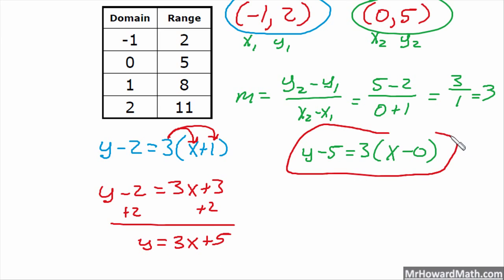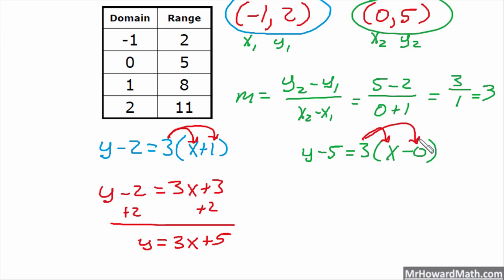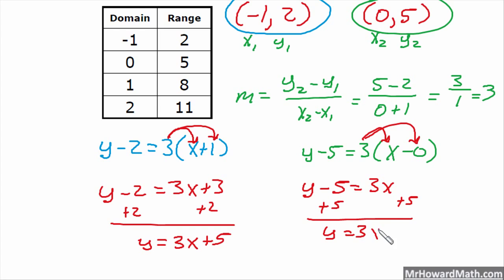I would do the same thing over here if I wanted to convert it to slope-intercept, and I should get the exact same value here. So I would need to distribute here and here. So y minus 5 equals 3x, and 3 times minus 0 is just 0, so nothing. I'll just leave it blank. Add the 5, add the 5. So y equals 3x plus 5. So notice you get to the same place. The slope-intercept ends with the same line.